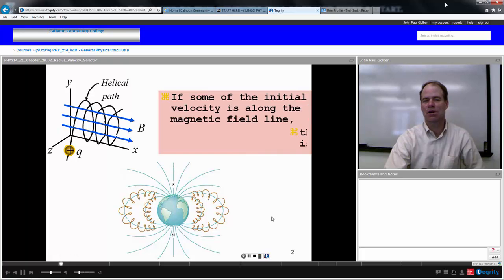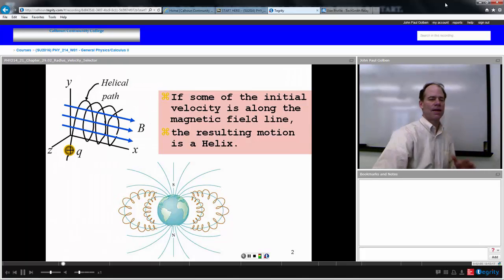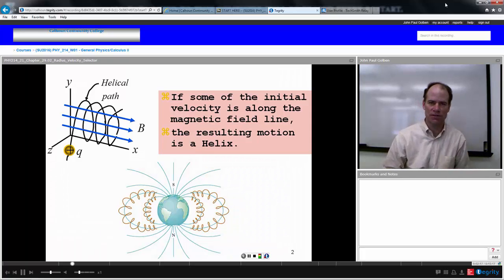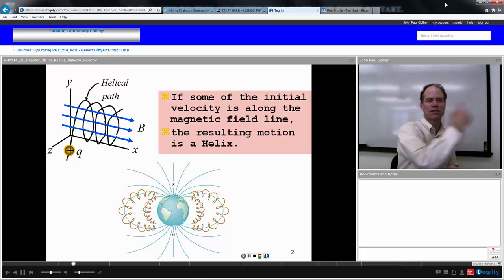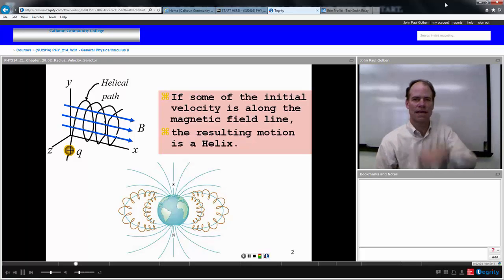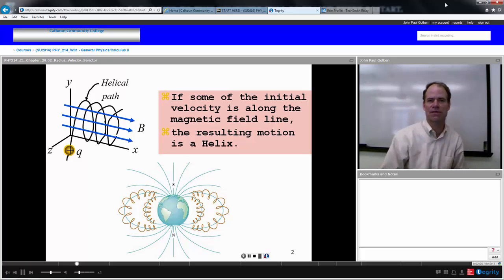If the charged particle were to hit that magnetic field at an angle, then the component of the particle's velocity that actually is in the same direction as the field will go undeterred, undeflected, and the component that's perpendicular will cause a circular motion. So we'll have a velocity that is retained along the field lines, and then a circular motion going around the field lines. So the particle will start moving in a helix around those magnetic field lines.